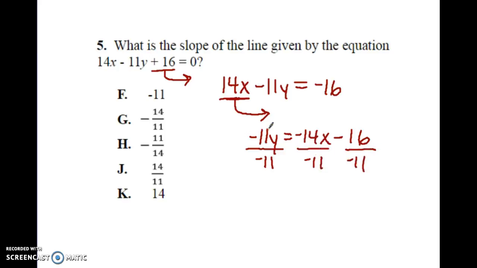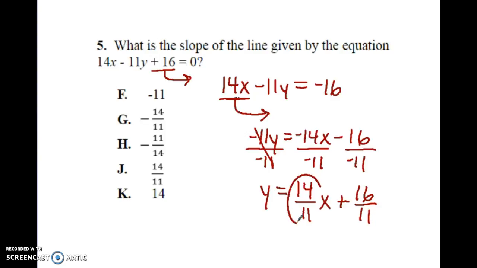So I'll be left with y equals, and then I have a negative 14 over negative 11, so that's 14/11 x, and then I'll have a negative 16 over negative 11, so that again will be positive 16/11. And I've transformed the equation from general form to slope-intercept form, where the coefficient of the x is the slope of that line. So my answer choice is J.